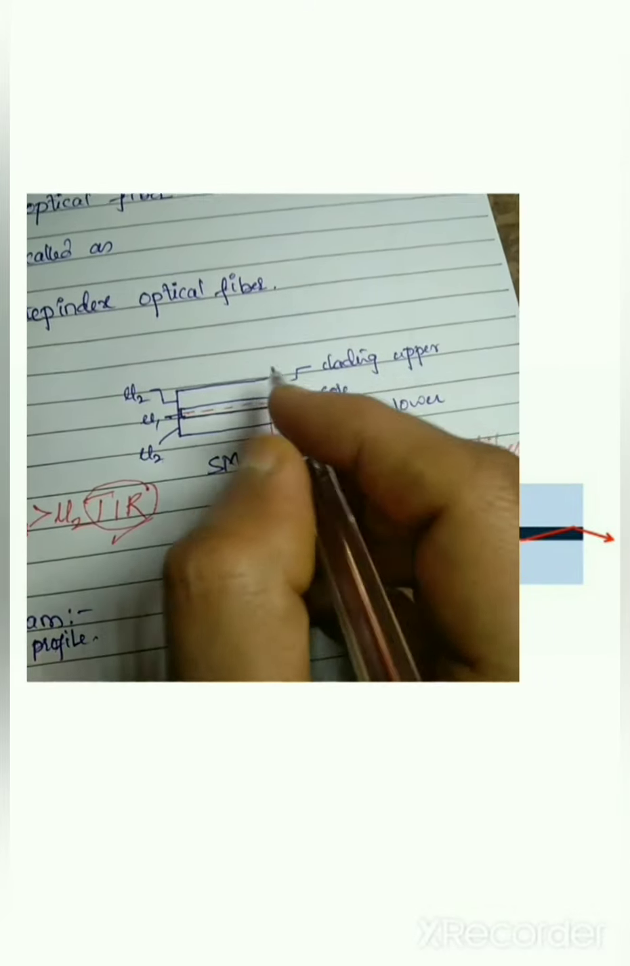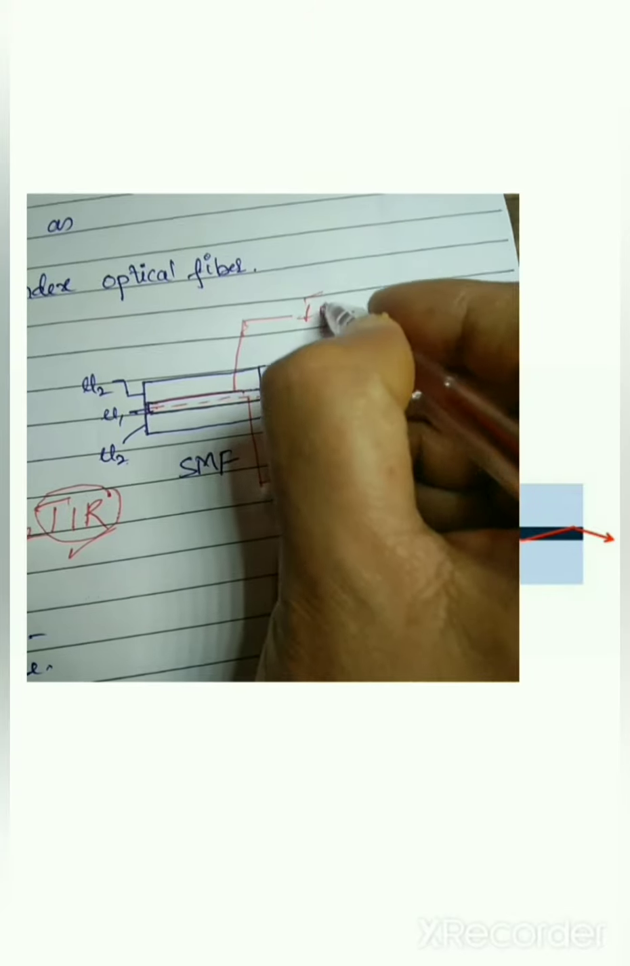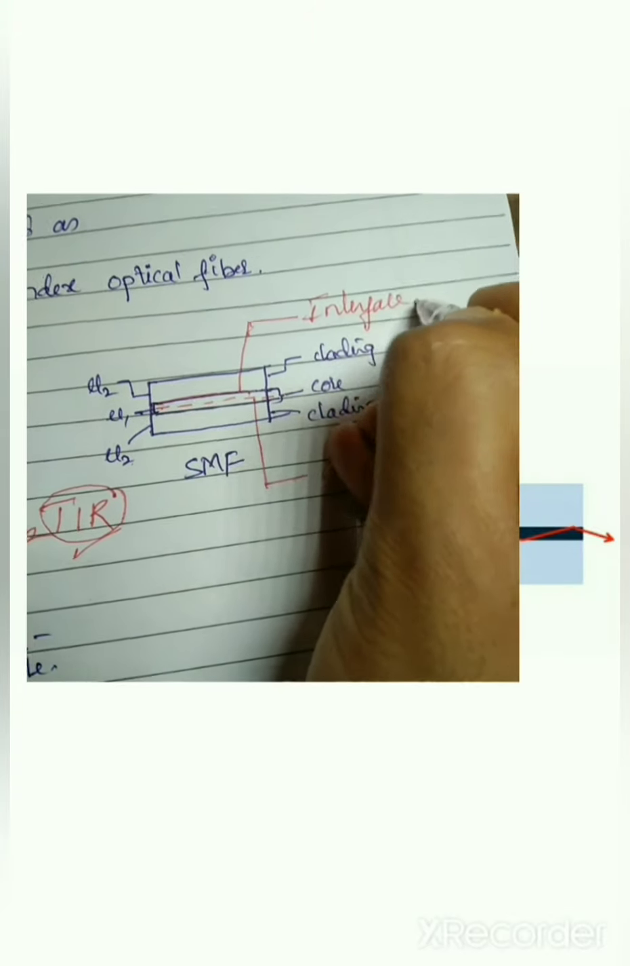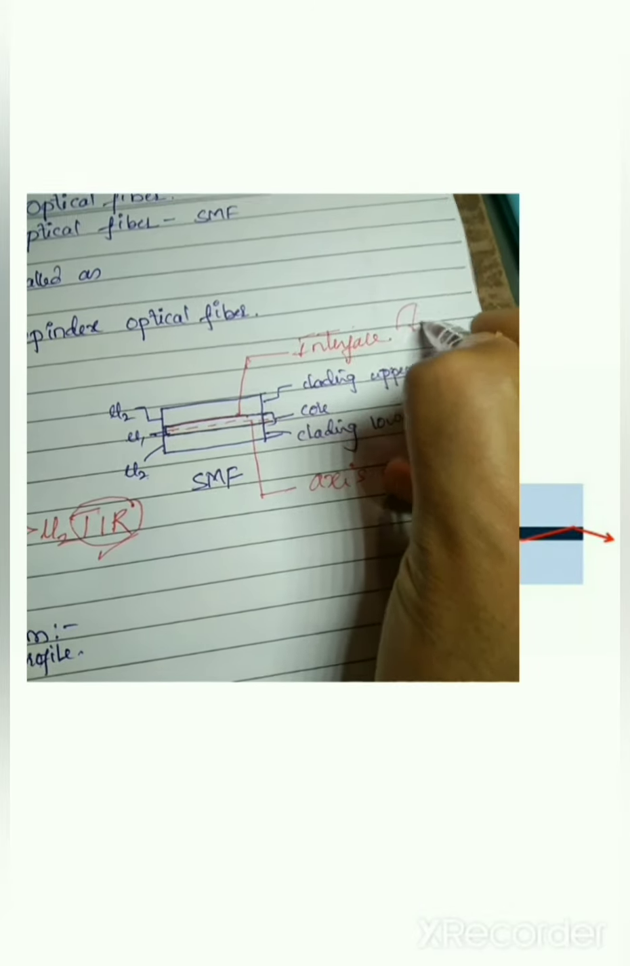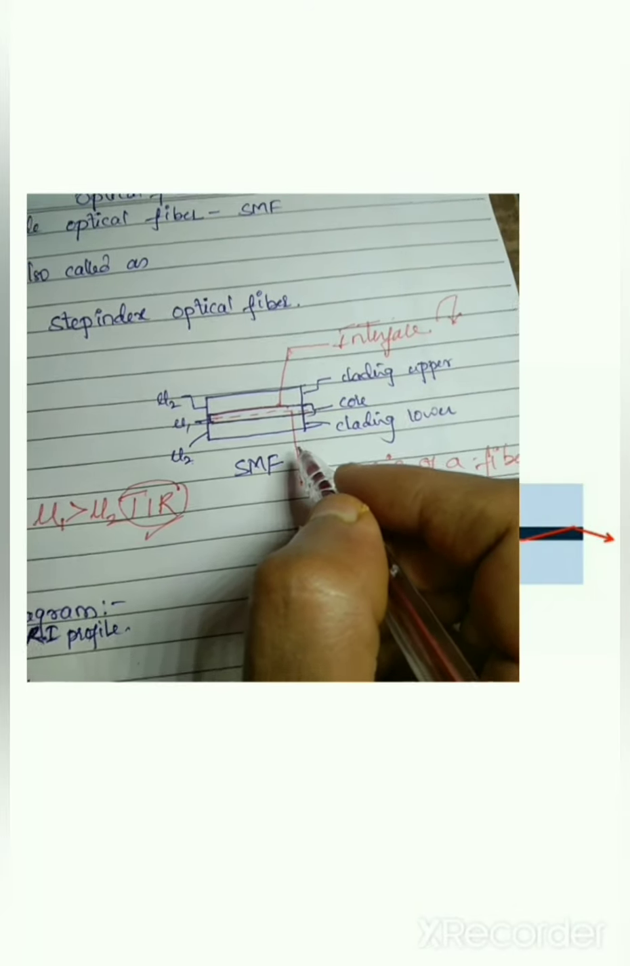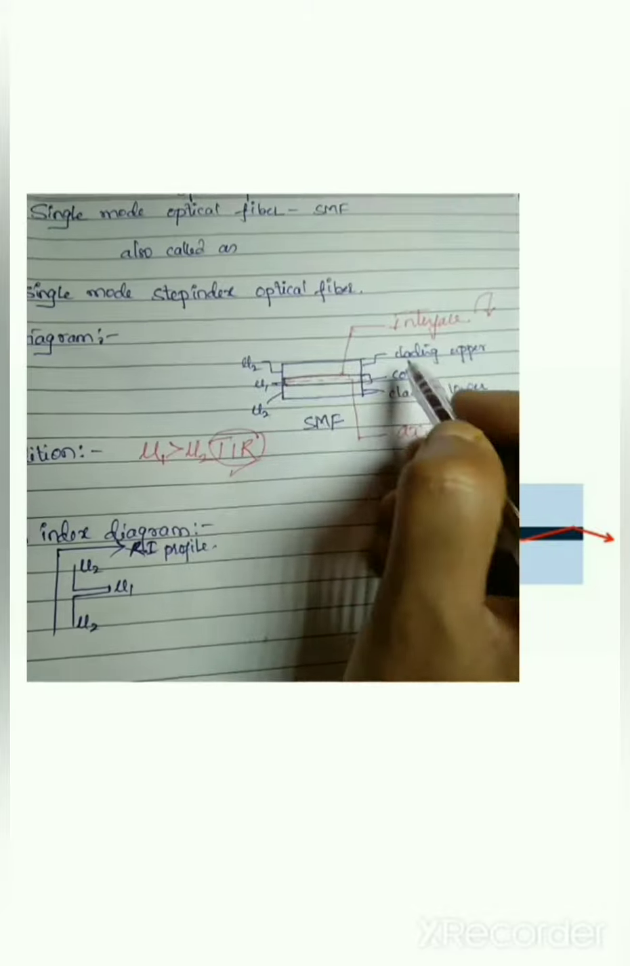See, this is a simple diagram. Here we have one line, the core cladding boundary, which is also called the interface. In case of the interface, what happens? The refractive index goes on decreasing. Diagram explanation is over. Condition is satisfied.